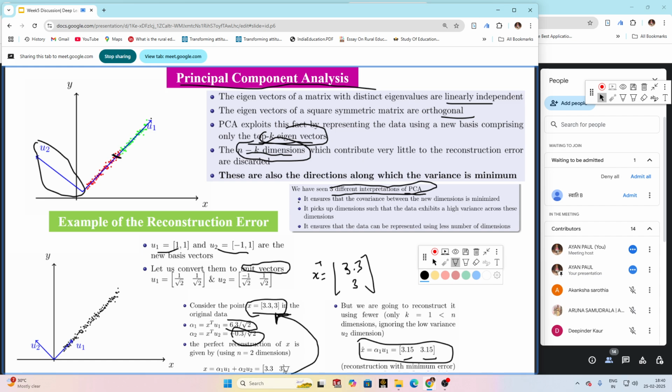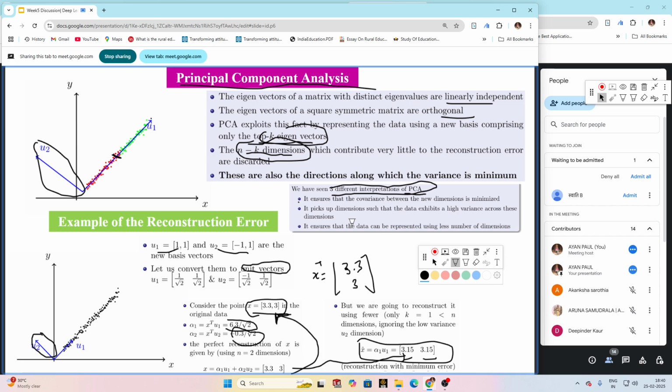So the reconstruction error here is very minimal, because we can see clearly that u2 does not have any variance of data. That is why we can just eliminate this principal component and still get a value which is very much the same as our original value. So this is the example of the reconstruction error.